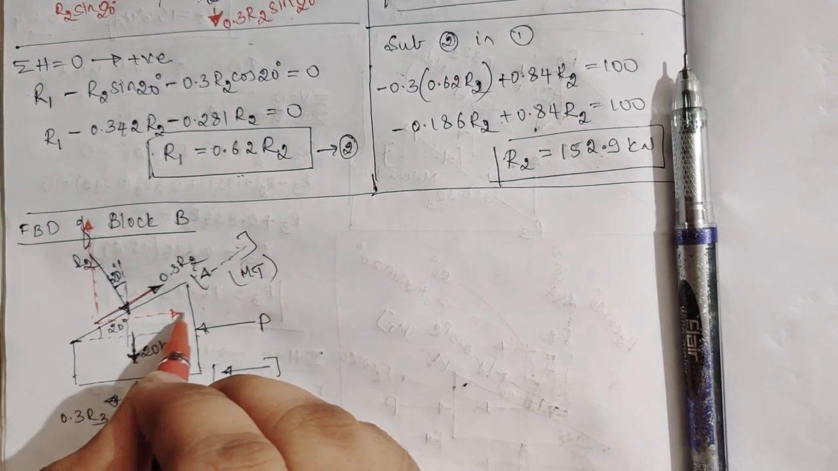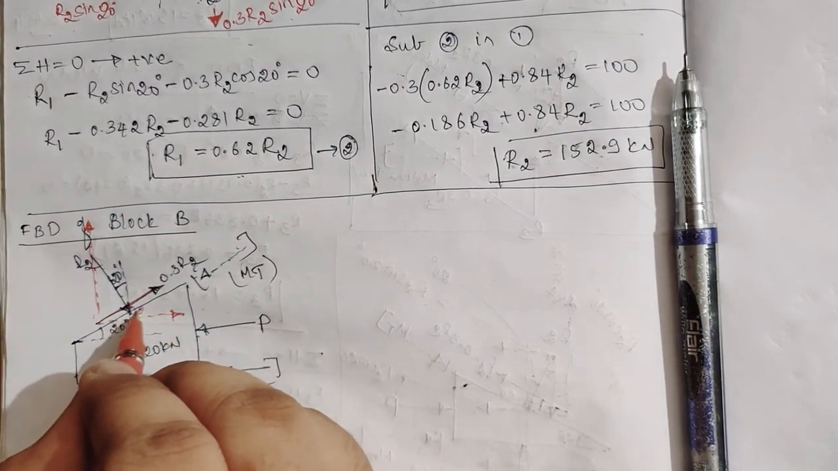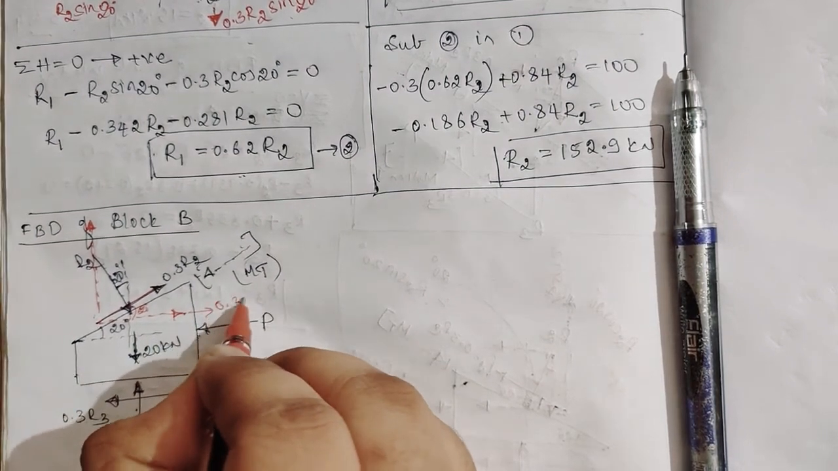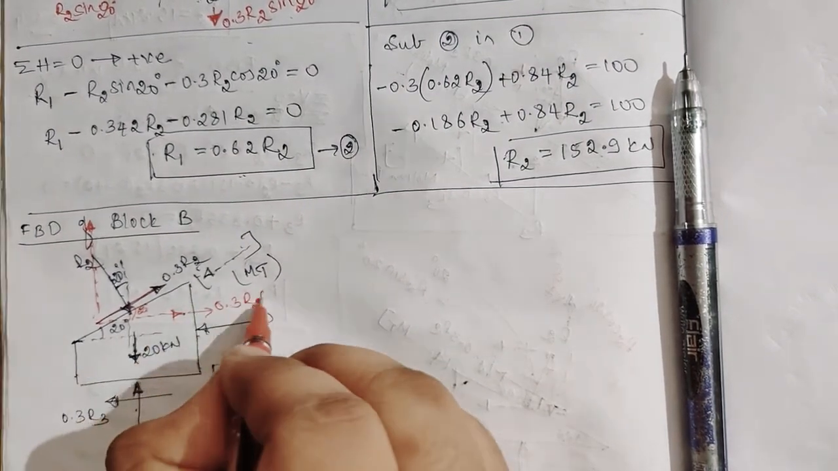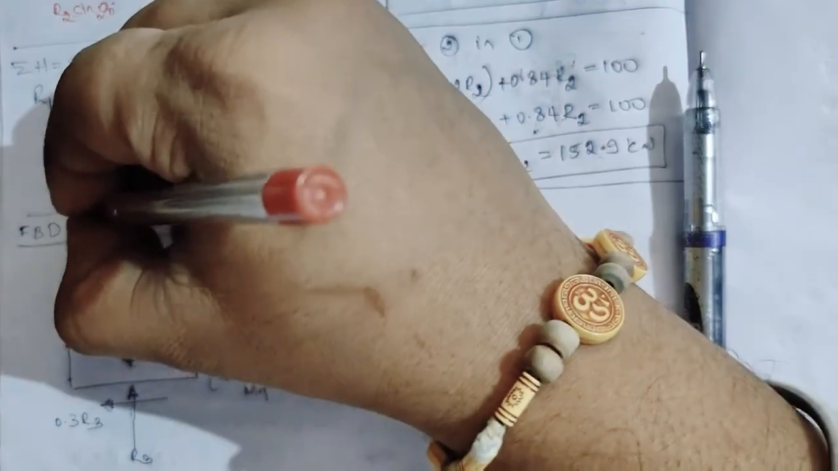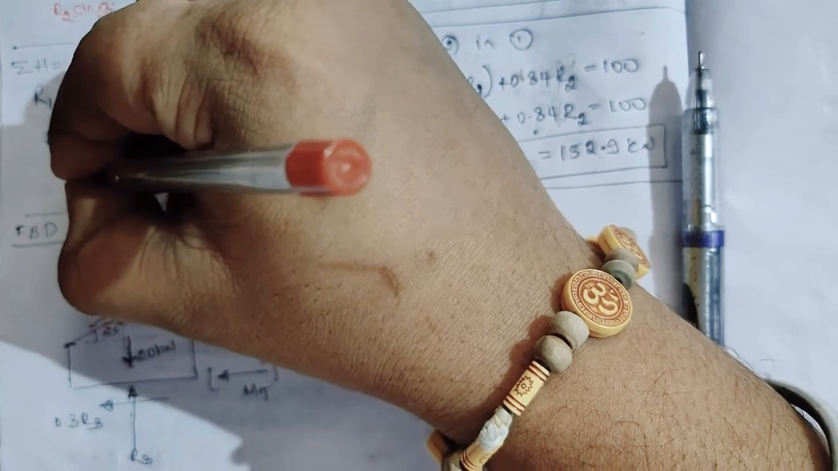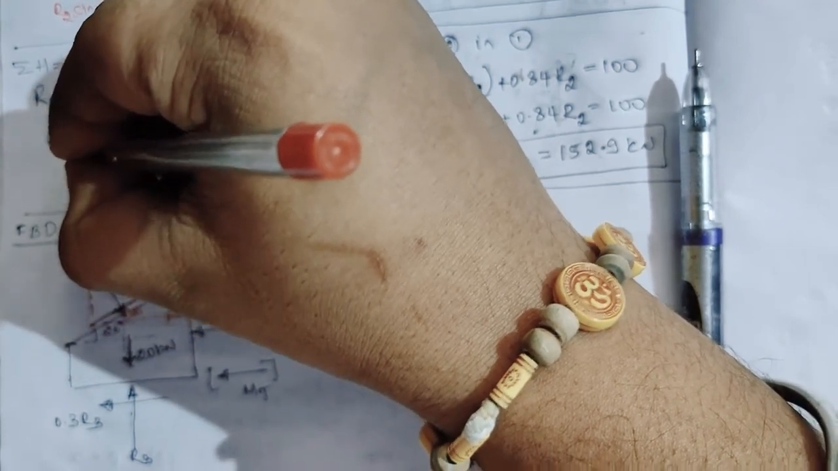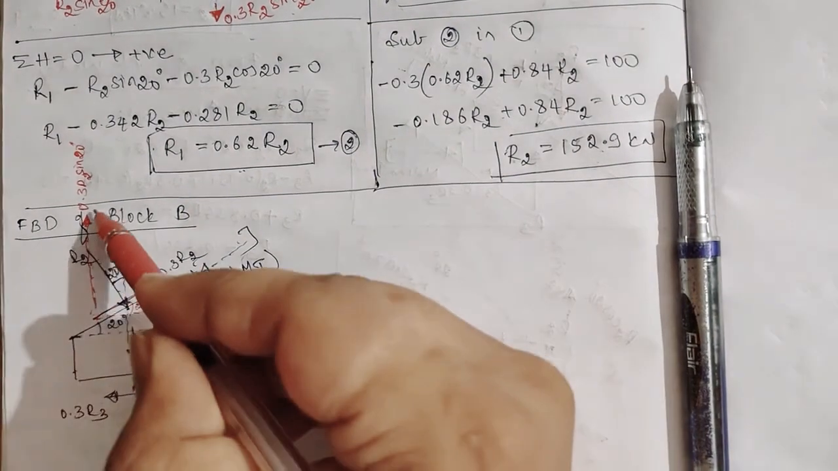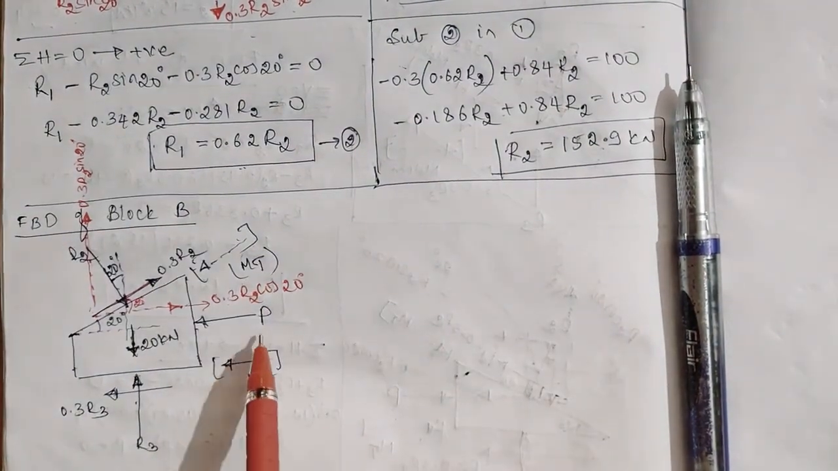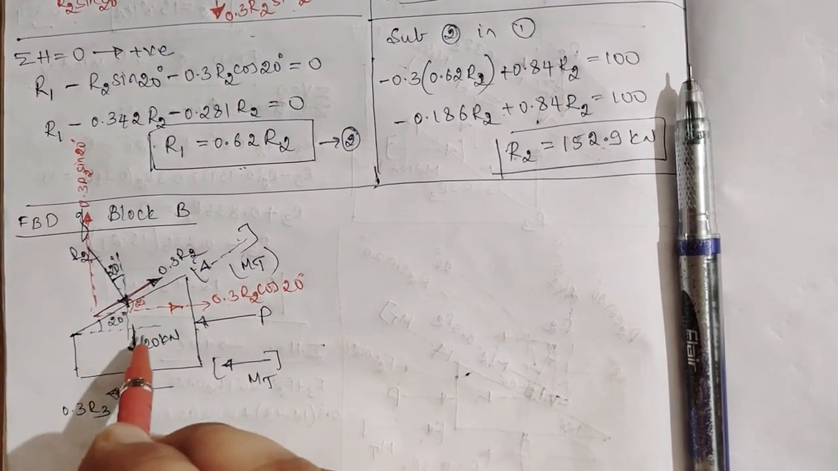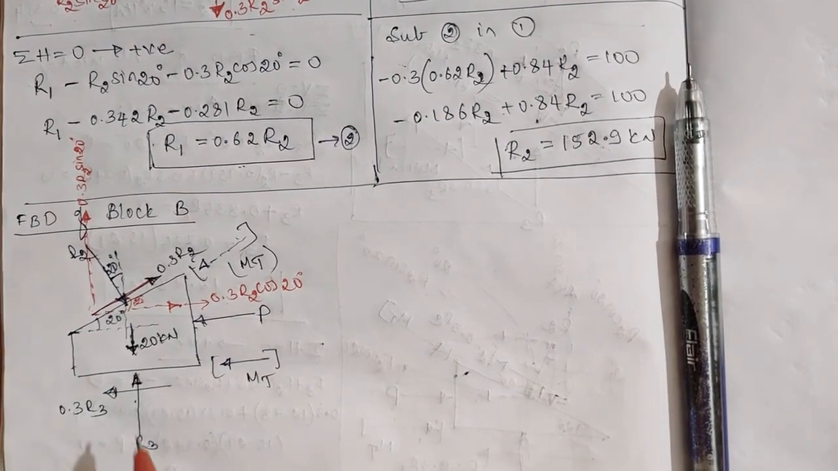Okay, so this is 20 degree. So what will be 0.3 R2 cos 20 degree? So 0.3 R2 sin 20 degree. Correct, 0.3 R2 sin 20 degree, 0.3 R2 cos 20 degree. Now, F force was resolved.